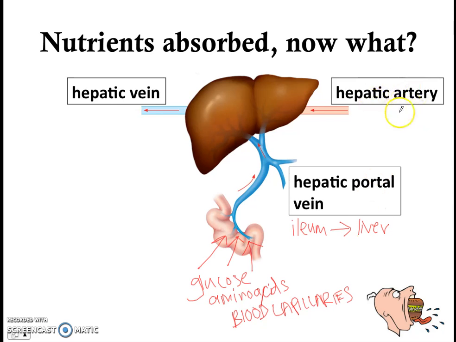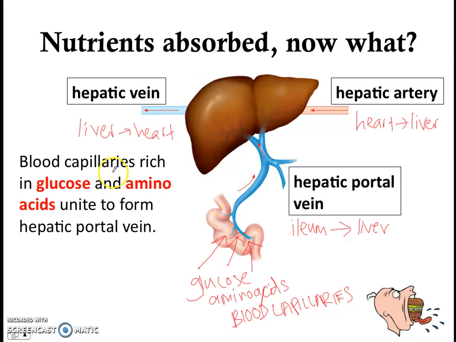Now you'll notice two other blood vessels up here. There's the hepatic artery, right? This brings blood from the heart to the liver, so it makes sure that the liver has oxygen from the blood, and the hepatic vein, which brings blood from the liver back to the heart. Alright, so these are the three main blood vessels that you need to know, but the most important is the hepatic portal vein.